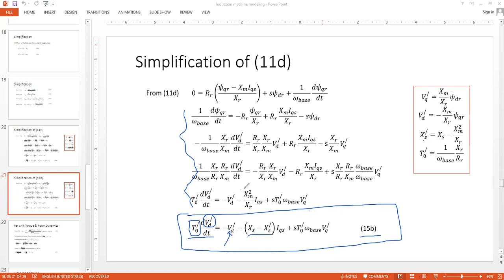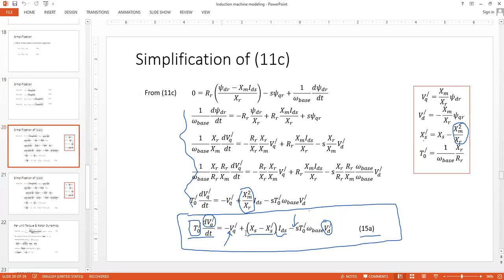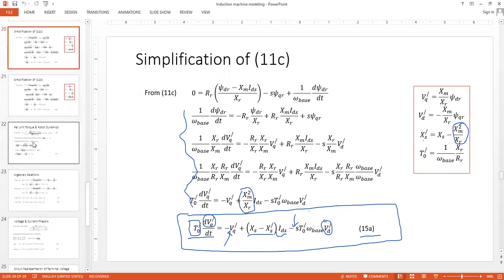XS minus XS dash, again, we have XM square over XR. So if you take XM square over XR, you get something like XS minus XS dash, and that is appearing there. Now, still we have some current term, stator current IQS. We have to deal with it later on. TO dash, S is again the slip, and VQ dash is the state variable. So equation 15A and equation 15B simply give us two state variable expressions, or two dynamic equations, for the induction machine, the 3-phase induction machine model.